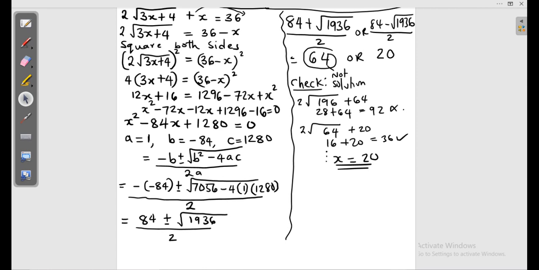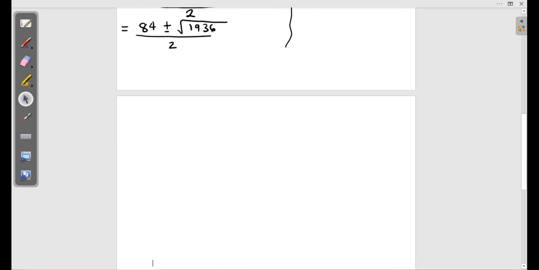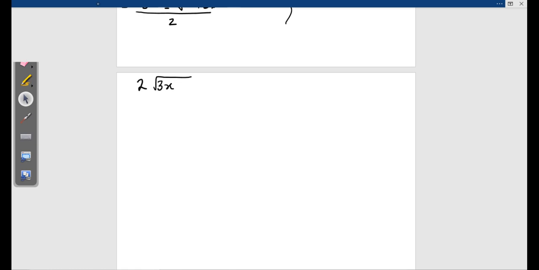Okay, I'll try and solve one more, then we'll be fine. Okay, so I have a question that says 2 then root 3x plus, oh sorry, it's the wrong question.